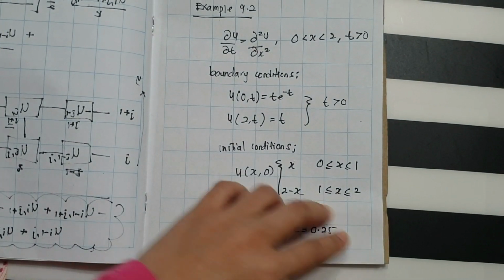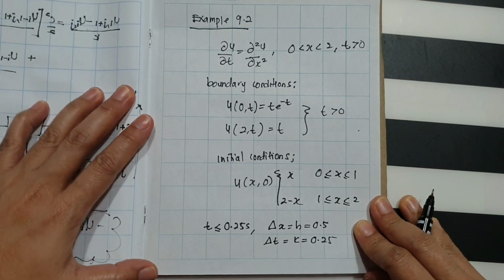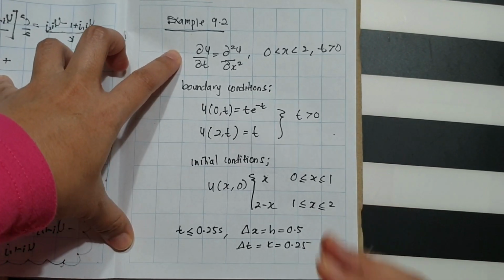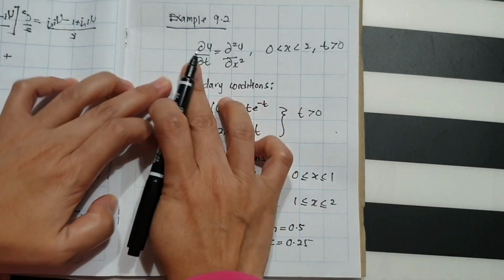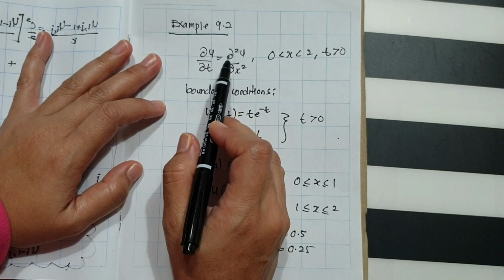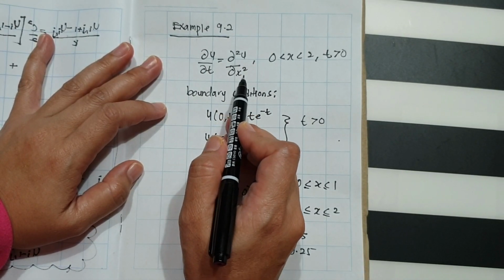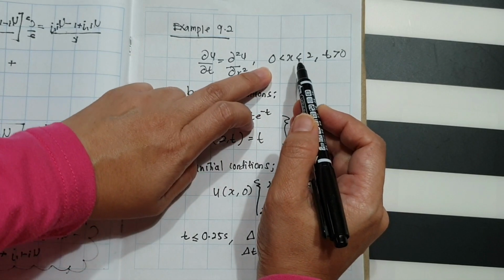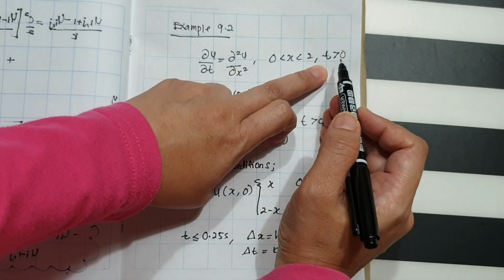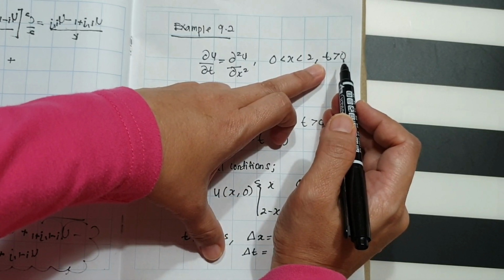You can refer to my slide on page 5 for the example question. From this question, given that the heat equation is ∂u/∂t = ∂²u/∂x². The limit is for x between 0 and 2 meters, and the time for the approximation must be more than 0 seconds.